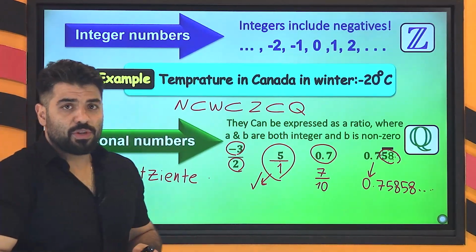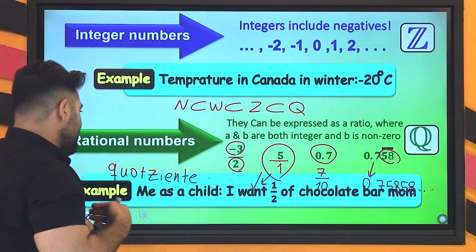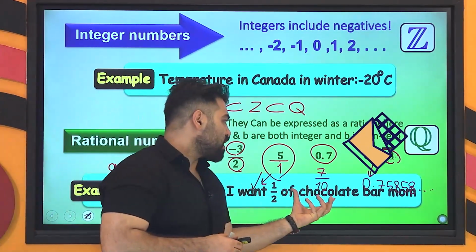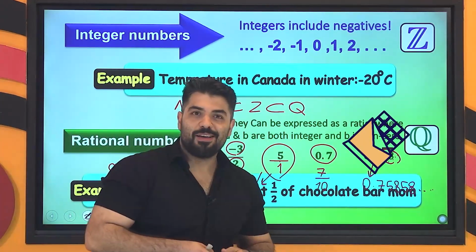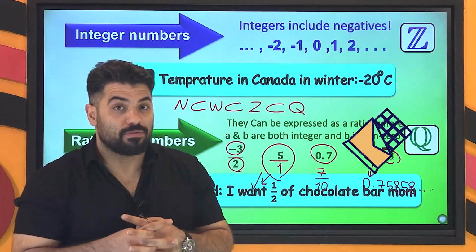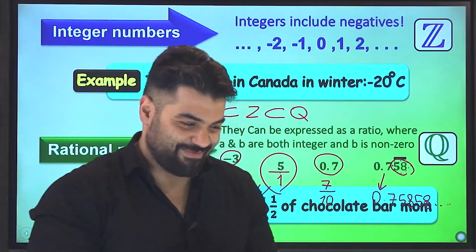Let me give you another sweet example. Me as a child, I want 1/2 of chocolate bar, Mom. My mom replies, you'll get 1/4 of it and be happy.